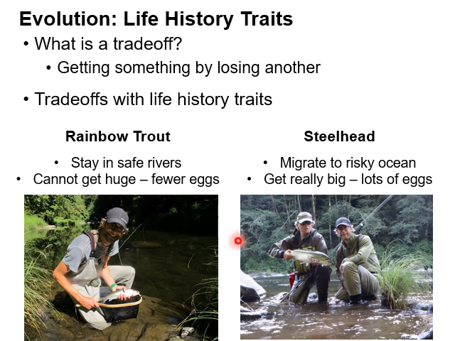And one of my favorite types of trade-off is what goes on between these two fish known as a rainbow trout and a steelhead. So what you see here is a rainbow trout, and what you see here is a steelhead. And believe it or not, the two of them are actually the same species, right? So we call them different things, but they're actually the same species. So what rainbow trout do is they stay in rivers.